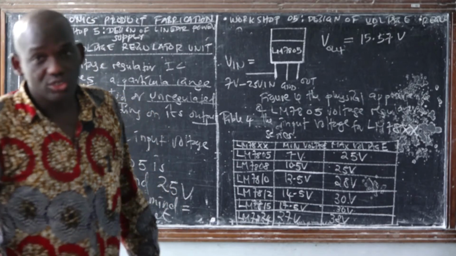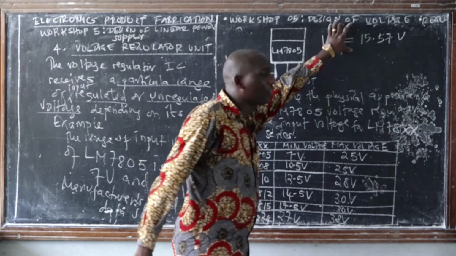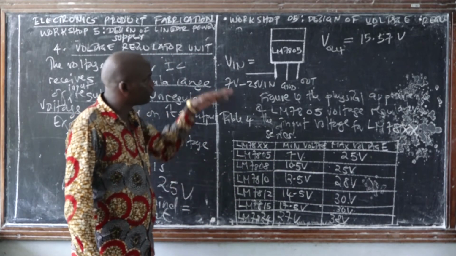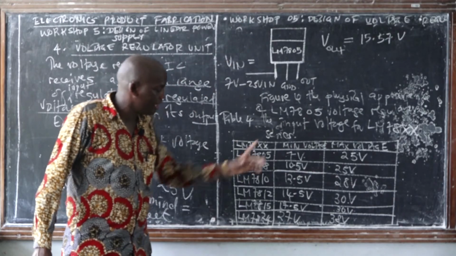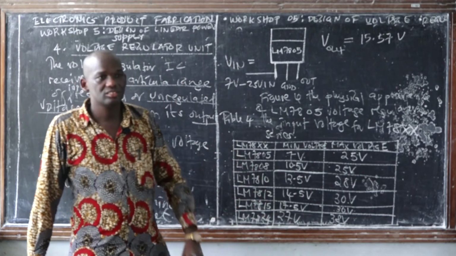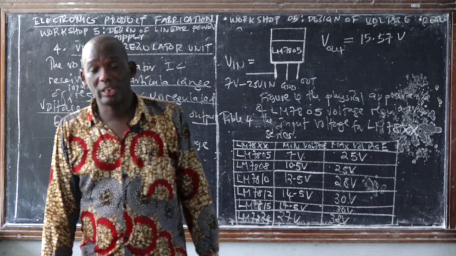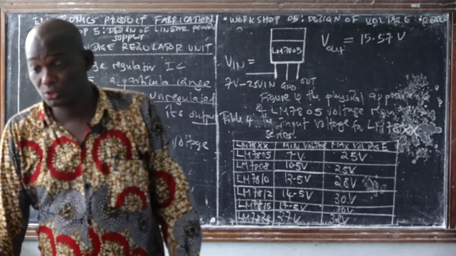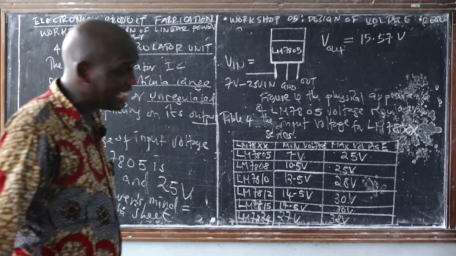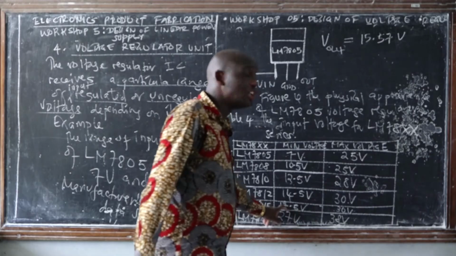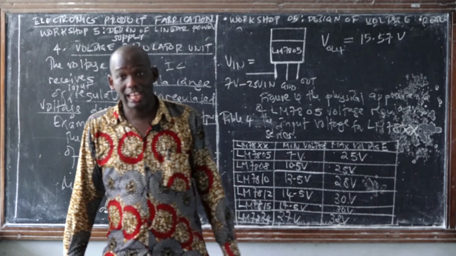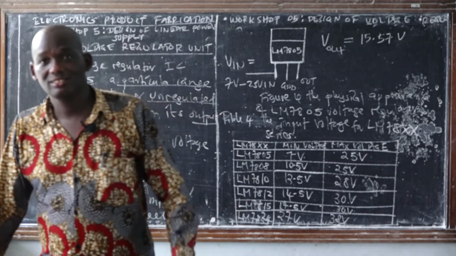So for instance, if you take this input voltage and you want to regulate it, and you are supplying that 15.57 volt to LM7815, then you will never have 15 volt as output. Why? Because the input voltage is less than the recommended input voltage of LM7815. That's the point when the problem starts.